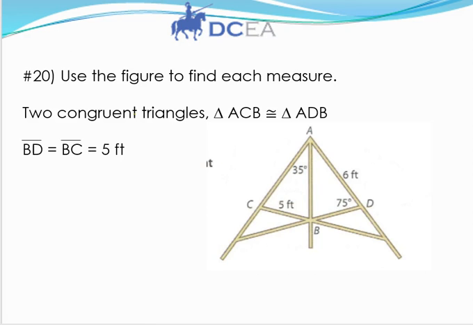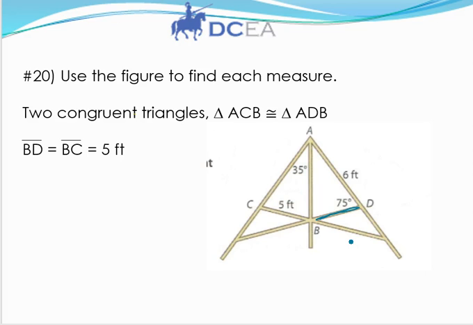Use the figure to find each measure. What we have here are a series of triangles. We have triangle ACB. And then we have triangle ADB. So they ask us to find BD, this segment right here. And we don't know the length of BD. It's unknown to us. But by using the triangle correspondence, let's look here.